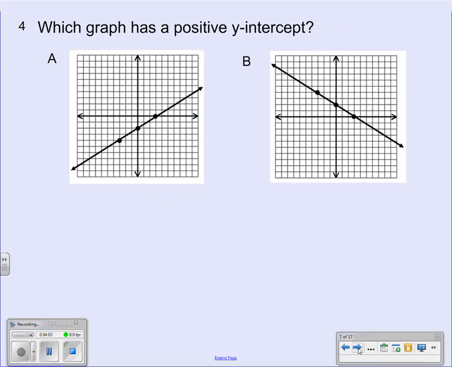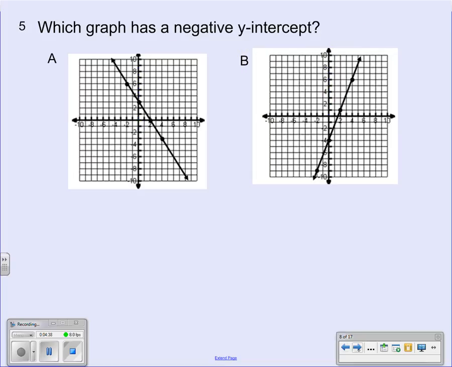Which graph has a positive y-intercept? Y-intercept is where it crosses the y-axis. So in each one of our graphs, the y-axis is the one that goes up and down. If I start on my y-axis and go down to the point where it crosses, this point is in the negative part of my y-axis because I went below the x-axis. So this is negative numbers. On the second one, B, again, starting on my y-axis, I find the point where it crosses. This one is a positive y, and so B is the correct answer, it has a positive y-intercept.